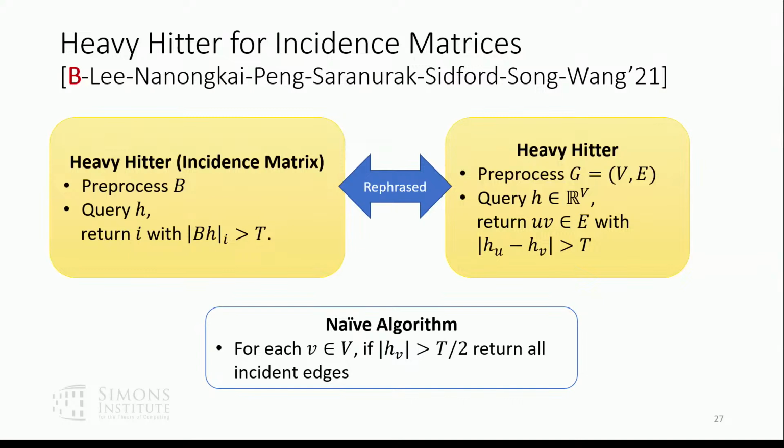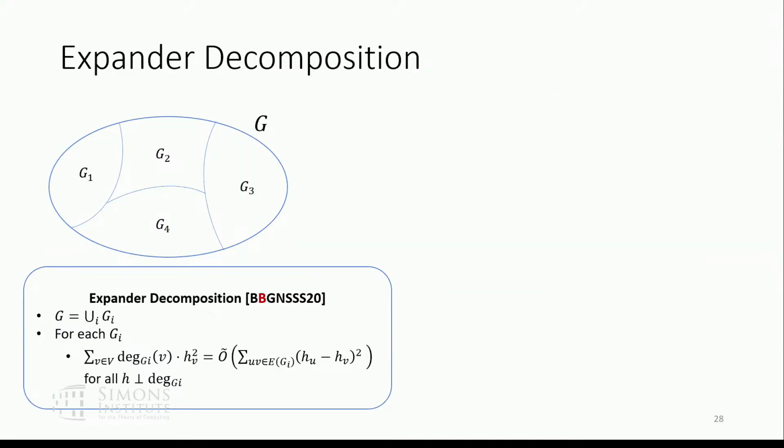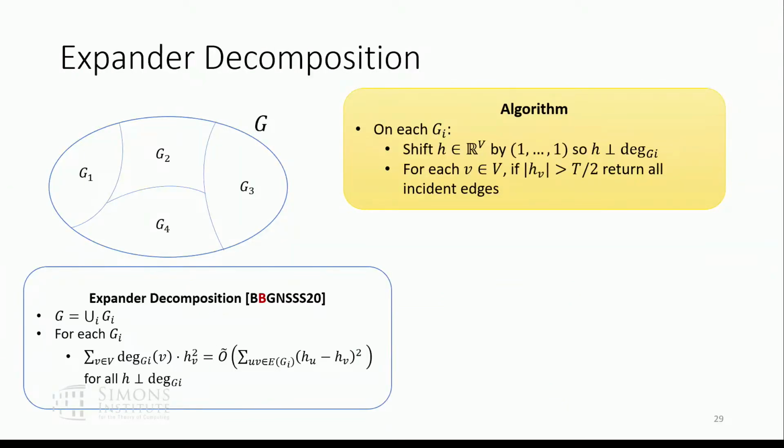I want to know where the difference is larger than T. So if I shift both of these by the same amount, I'm not changing anything. So I can just shift H by the all ones vector, and eventually, if I shift it enough, it becomes orthogonal to the degree vector. And now I do this naive algorithm where I just iterate over all the vertices, check if the value on that vertex is larger than T over 2. If that's the case, return everything incident to that vertex within that expander.